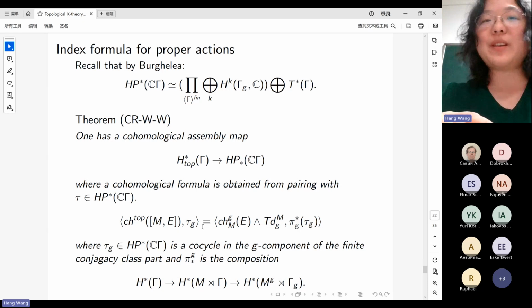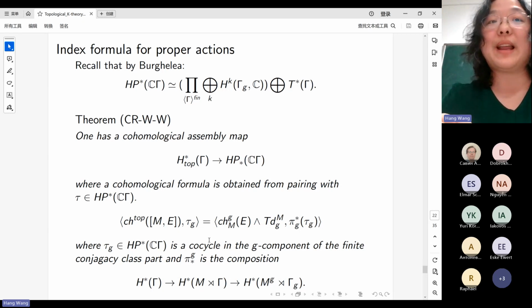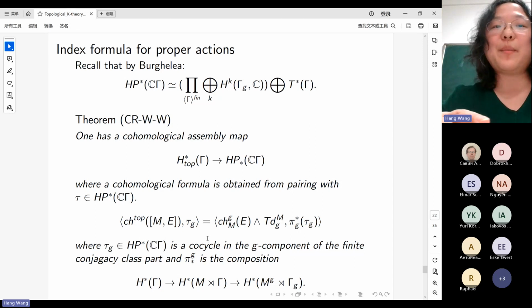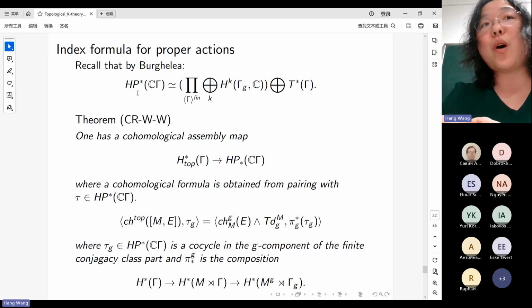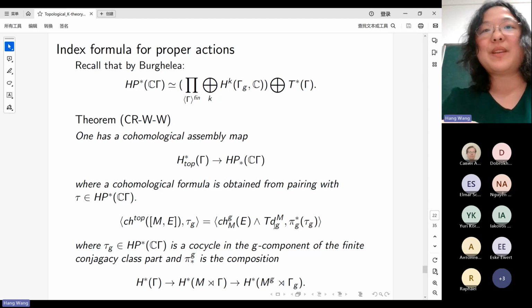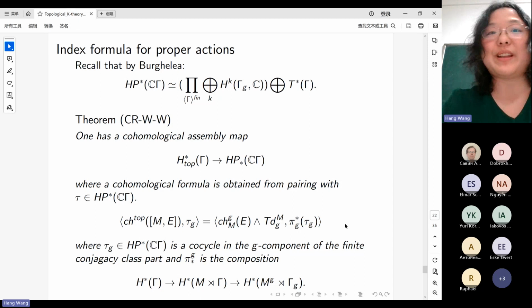And by doing the pairing, one can have a cohomology formula calculating the pairing of the Chern character of the topological K-theory with an element coming from cyclic cohomology of C gamma. And the formula is given here on the right-hand side. It is analogous to the Atiyah-Singer, but it is more general than that.